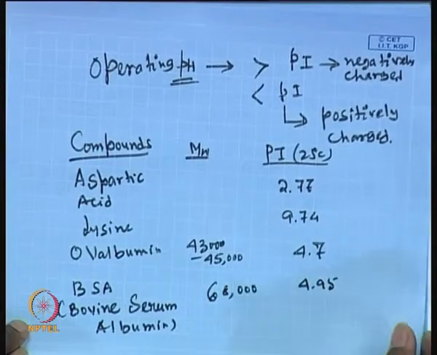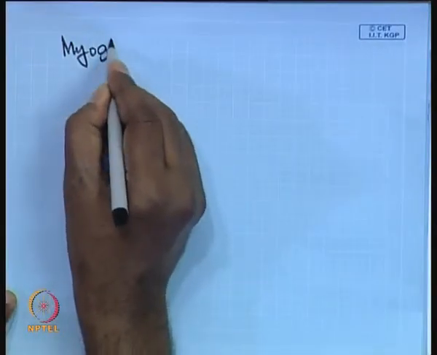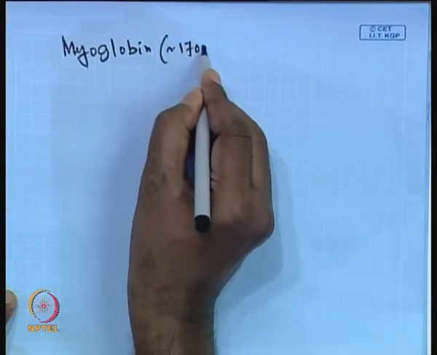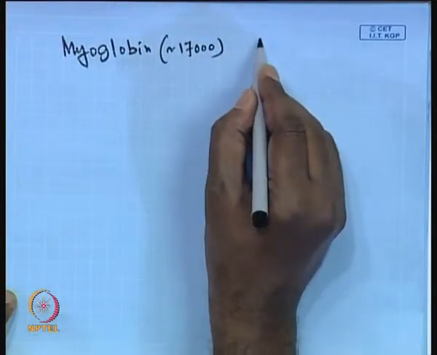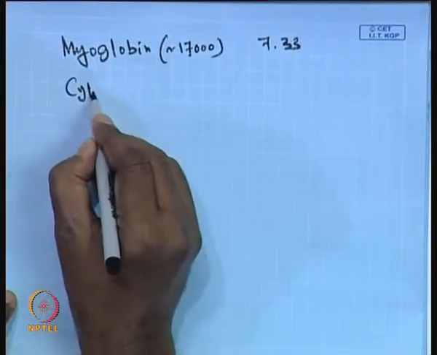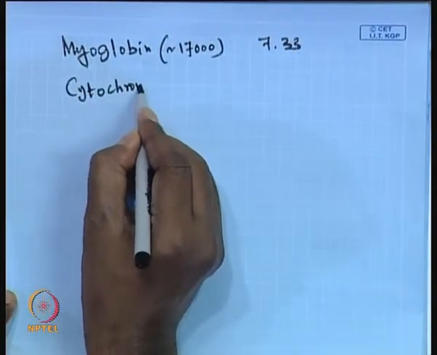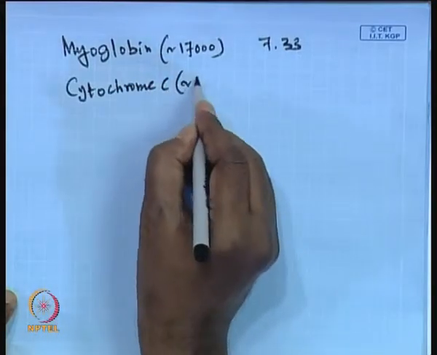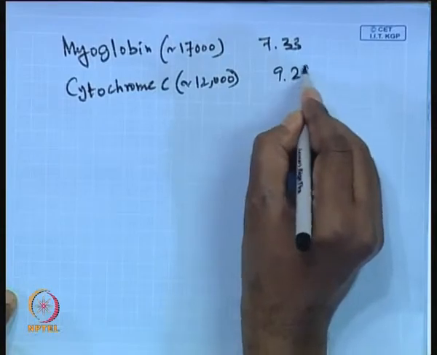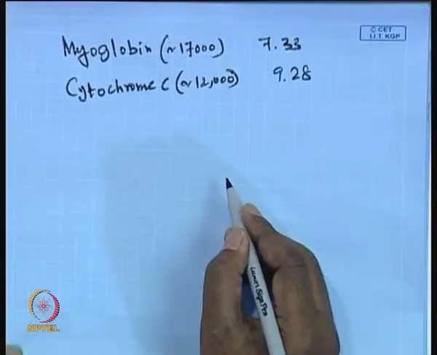And myoglobin, another protein, has a molecular weight around 17,000 and an isoelectric pH around 7.33. Cytochrome C has a molecular weight of 12,000 and an isoelectric pH around 9.28.